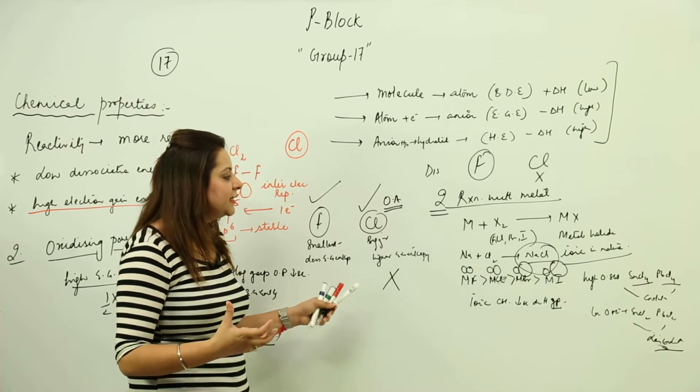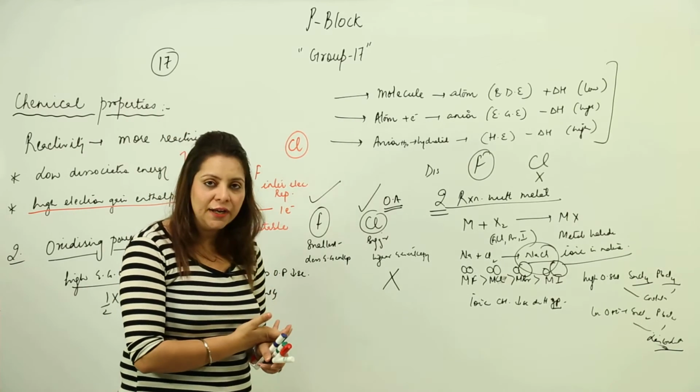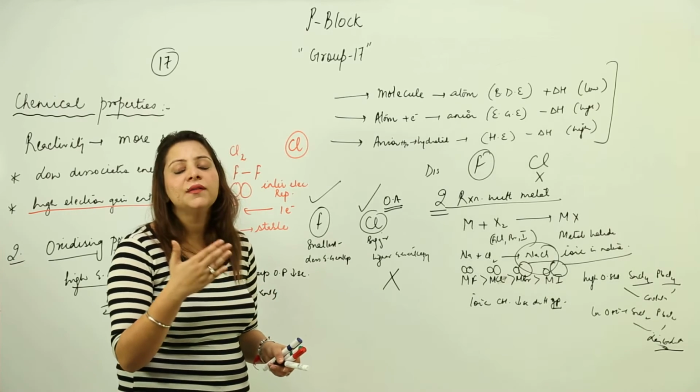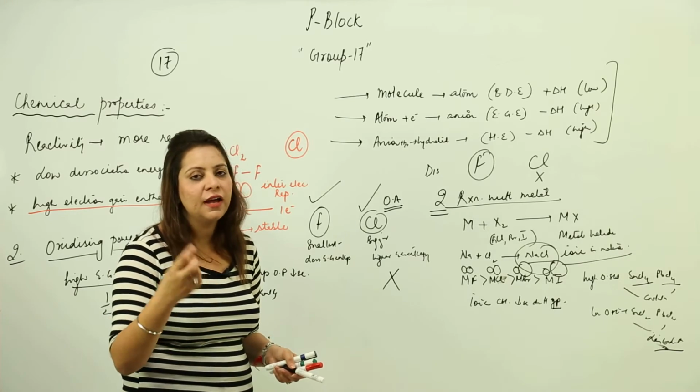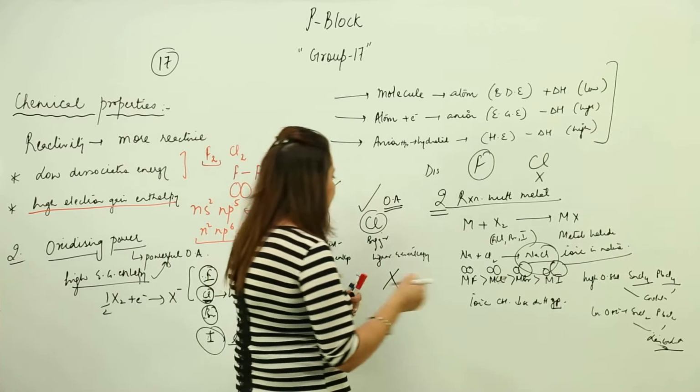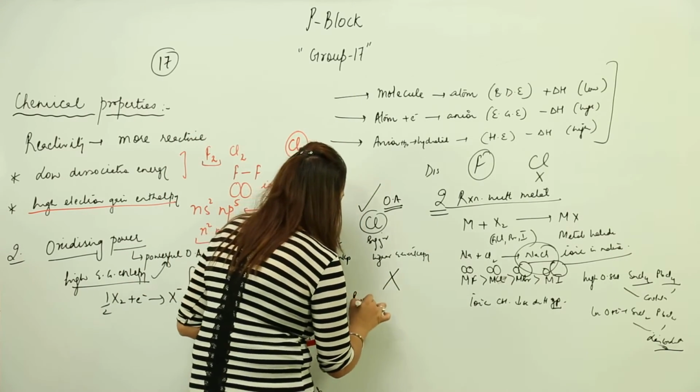And moreover, whenever the halides are present in a higher oxidation state, they are covalent, and when they are present in a lower oxidation state, they are less covalent, or you can say they have ionic character in them. The third property we are going to discuss is reaction with non-metals.